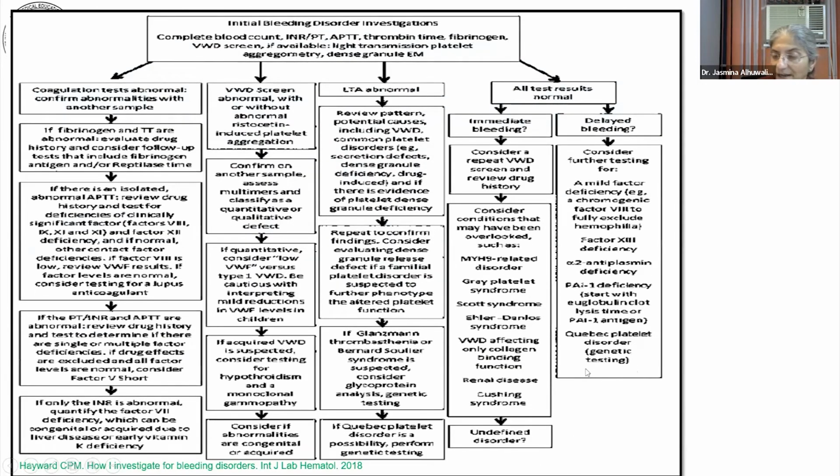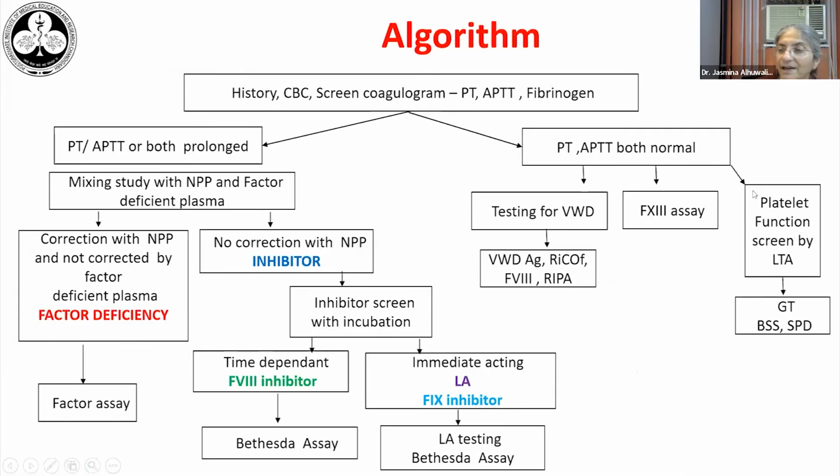And in fact, each lab may have to have its own algorithm depending on the kind of population it's looking at and the kind of investigative facilities available. So this is the algorithm that we use in our lab. We usually do the history, CBC, and screen. Then we look if there is a prolonged abnormality of the test, rule out a factor deficiency, look for an inhibitor, see if there is a factor 8 or a 9 inhibitor, and then do a Bethesda assay. If the other tests are normal, then we do a von Willebrand panel or a factor 13 assay and platelet function screening by light transmission aggregometry and flow cytometry.